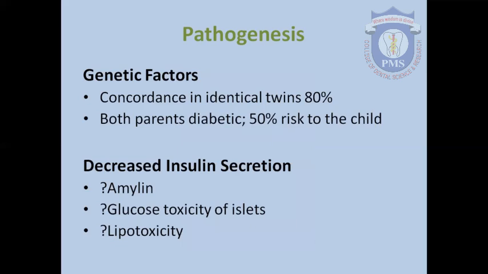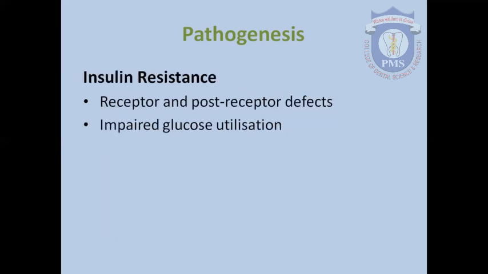Genetic factors. Concordance in identical twins 80%. Both parents diabetic, 50% risk to the child. Decreased insulin secretion, with amylin, glucose toxicity of islets, lipotoxicity. Insulin resistance, receptor and post-receptor defects, impaired glucose utilization.